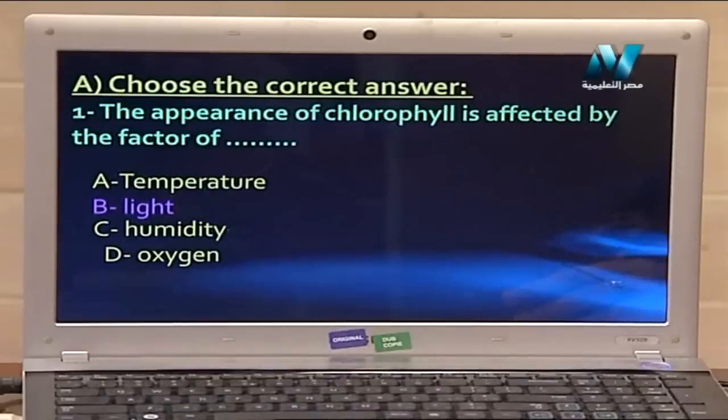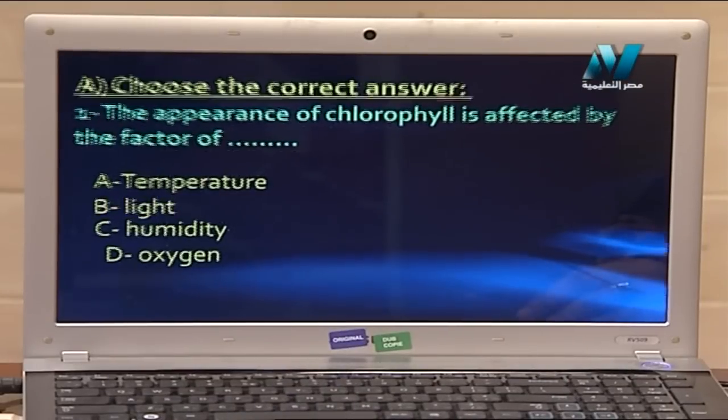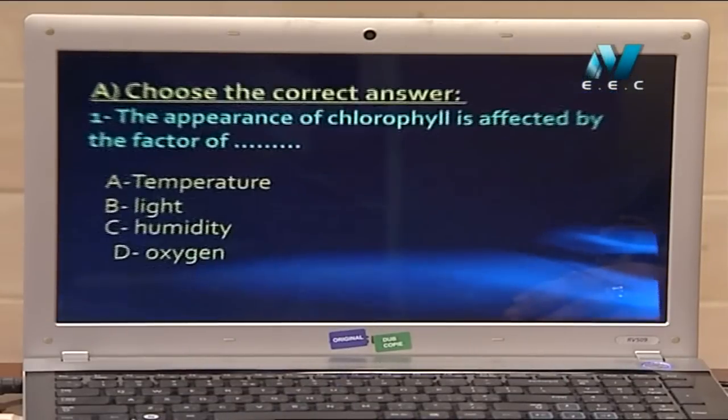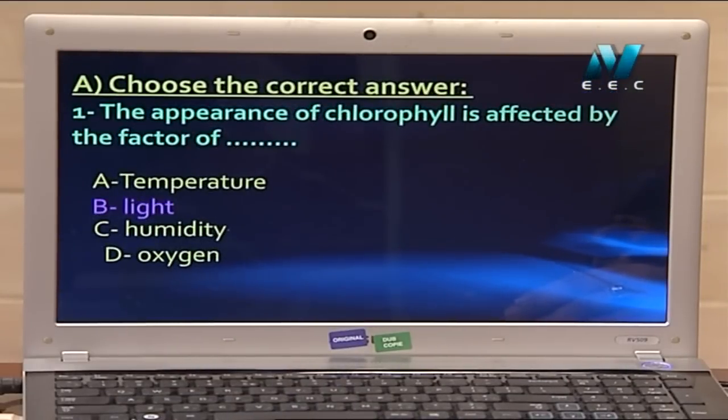17 questions: 10 multiple choice questions and 7 write-a-comment questions. Let's start with the first question. Choose the correct answer. The appearance of chlorophyll is affected by the factor of.